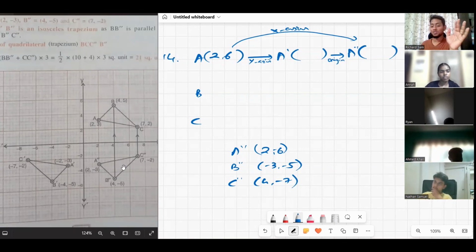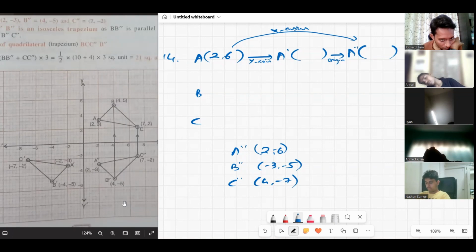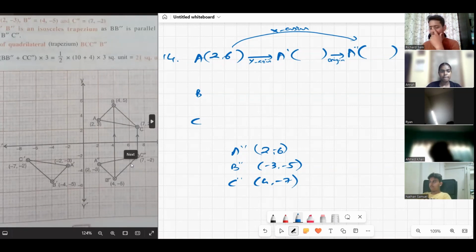Okay, then they'll ask you to join some points. For example, they'll tell you to join B, C, C double dash, B double dash. These 4 points. And after joining these 4 points, they'll ask you what shape you are getting. So what shape are we getting here? It's a trapezium. A trapezium has 2 sides parallel to each other, and the other 2 sides not parallel and not equal to each other. So you're getting a trapezium. Then sometimes they'll ask you to find the area of the trapezium.